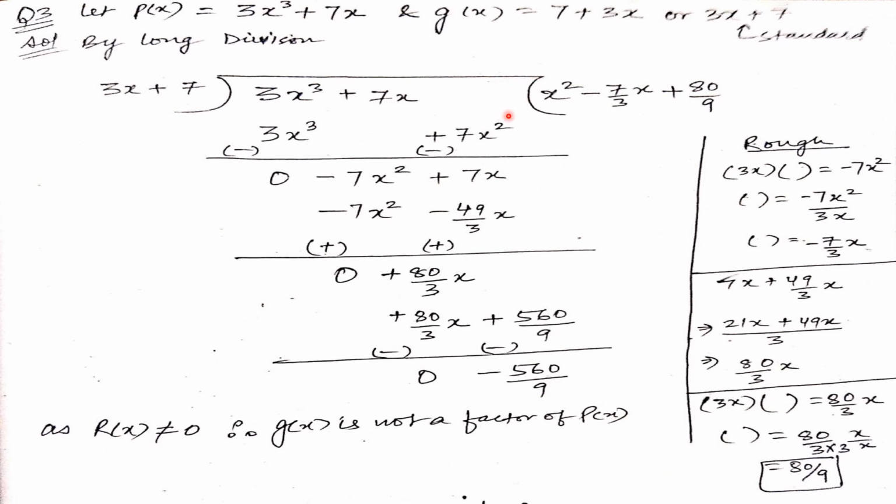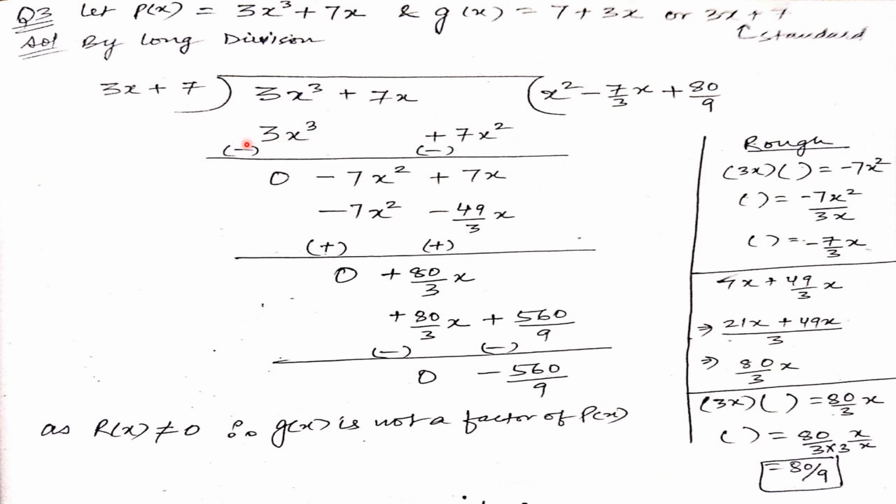Now you must be thinking why I have written it at this position away from here. Why is this position vacant? The problem is this is 7x square and this is 7x. They don't have the same degree. What we do in division is we always write same degree terms one above the other. So as there was no x square term in the dividend, I have written this term at a different place. Okay, I hope you got this.